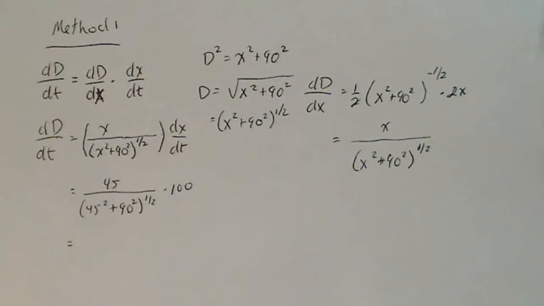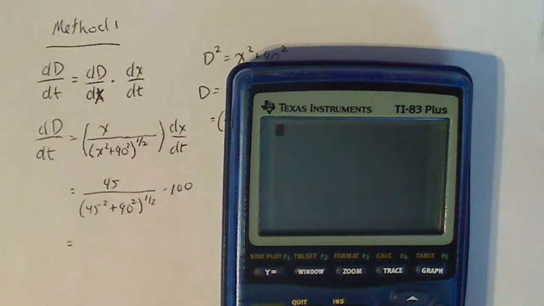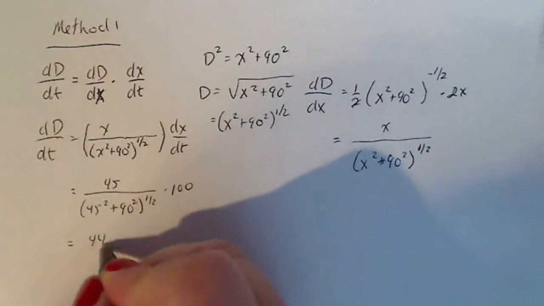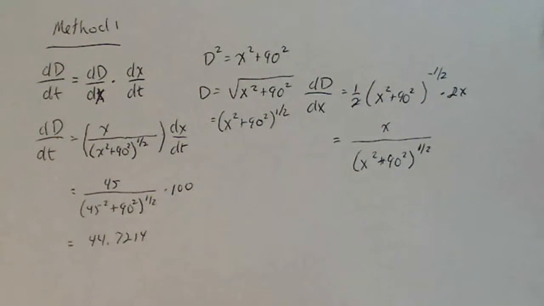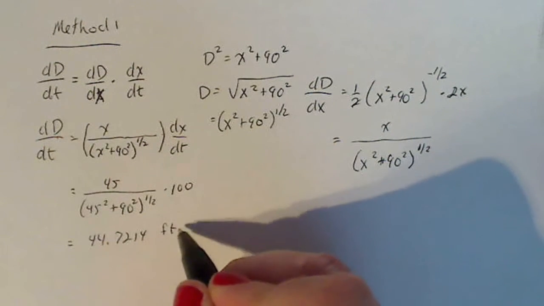If I put that number in my calculator, so 45 times 100 divided by 45 squared plus 90 squared, all raised to the 1/2. Make sure I have that right. And I get 44.7214. 44.7214. And what's my unit of measure? Well, d is measured in feet and time is measured in seconds, so this is going to be feet per second.